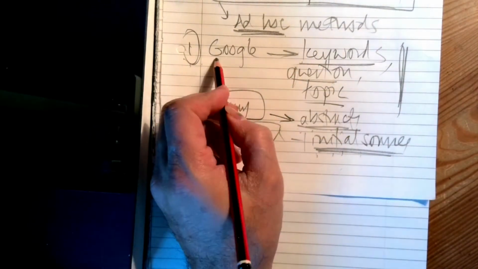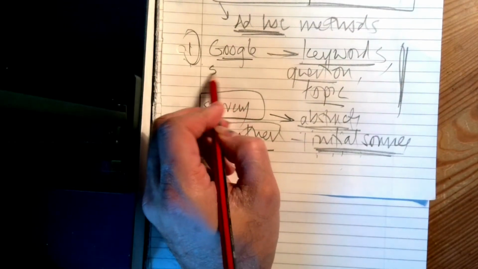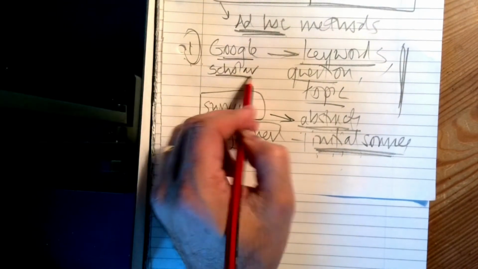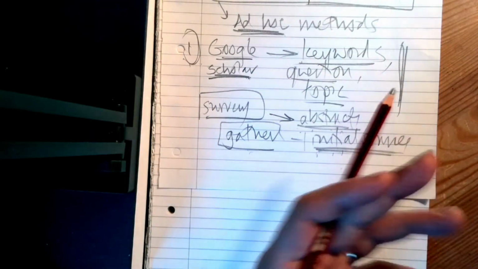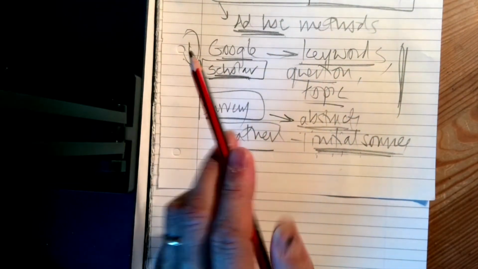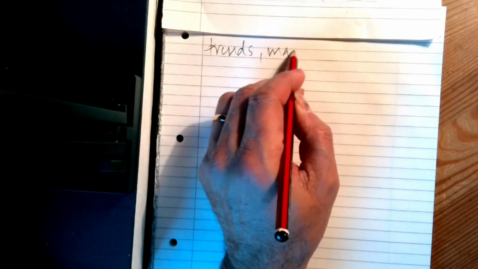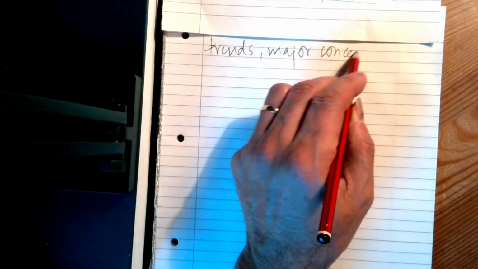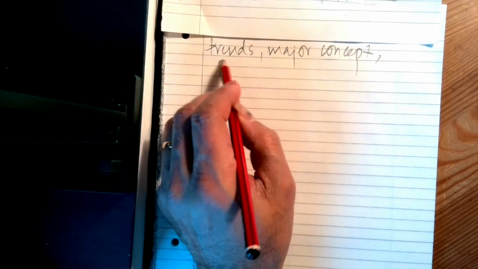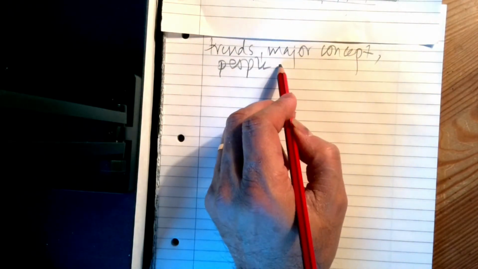You can do it in Google, but you can also do it in Google Scholar. And you'll find Google Scholar will come back with much more specific, academic-heavy results. That may be the second part. So the first part is you do this and you gather some initial sources. Then what you try to do is look at these initial sources and get an idea of what the trends are, what the major concepts are, what type of things people are saying and doing with this particular topic.